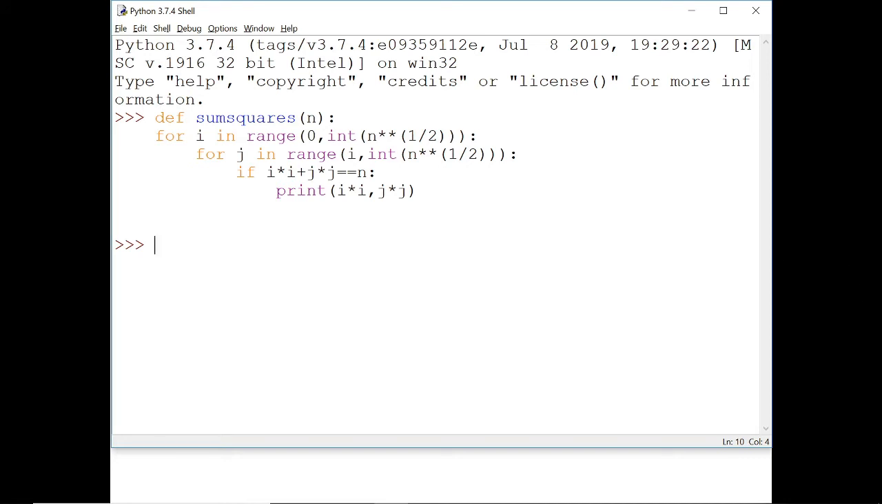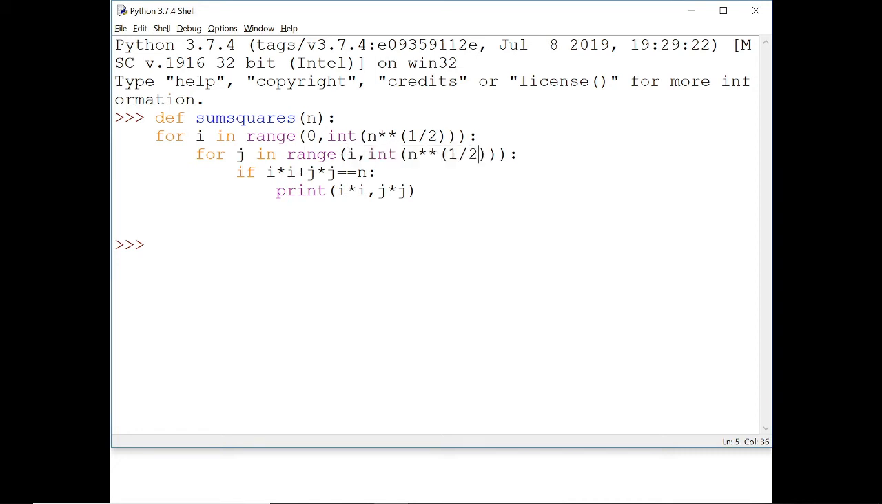So we start off by defining a function which is called sum squares, and then we start by looking at values of I in a range from 0 up to the square root of n. We don't need to go any higher than the square root of n because once we square it, we'll go over n. Then we take a second value in the range from I up to the square root of n.